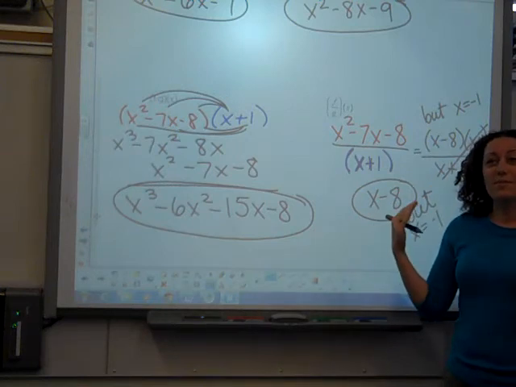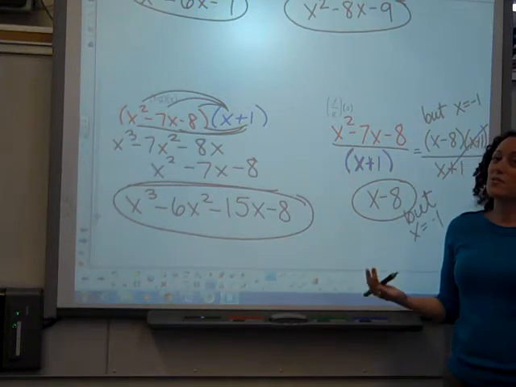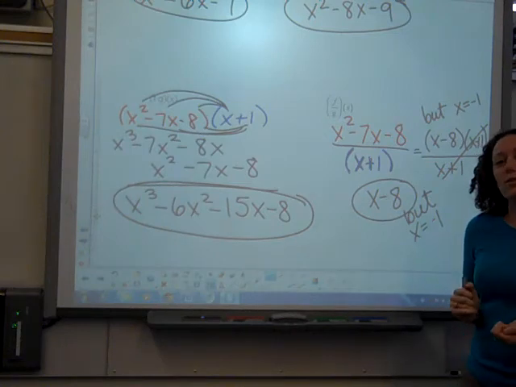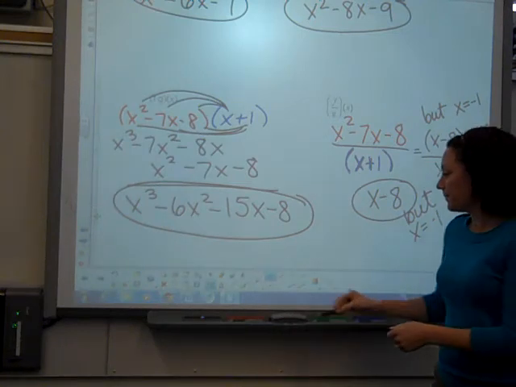I know there's ones where you're going to have to think about adding and subtracting fractions. Remember, you need like denominators, so it might get a little messy, but see if you can work through it, and we'll talk about it the next day if you get stuck.